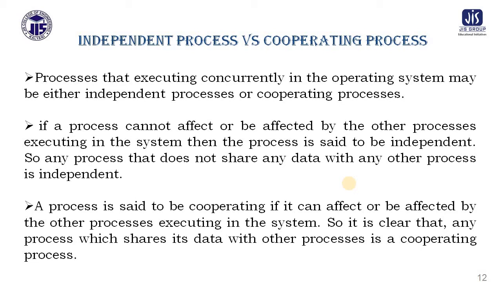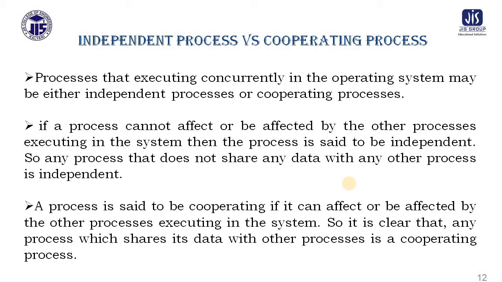If a process cannot affect or be affected by the other processes executing in the system, then the process is said to be independent. Any process that does not share any data with any other process is independent. That means between process 1 and process 2 there will be no sharing of data or information. Then this kind of process is called an independent process.